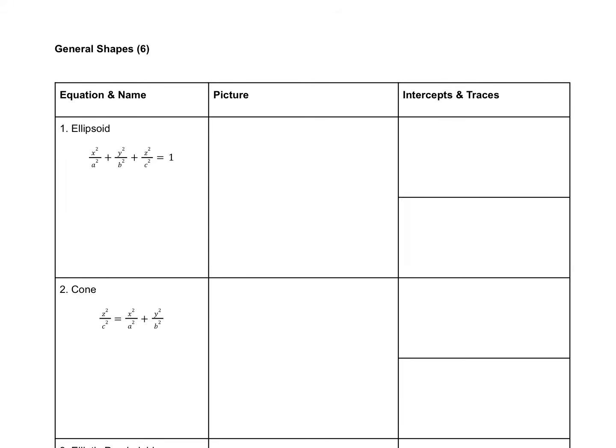We're going to look at all the intercepts. So if we plug in 0 and 0 for y, we're going to get plus or minus c. If we plug in 0 for x and 0 for z, we're going to get plus or minus b. And then we'll get plus or minus a.